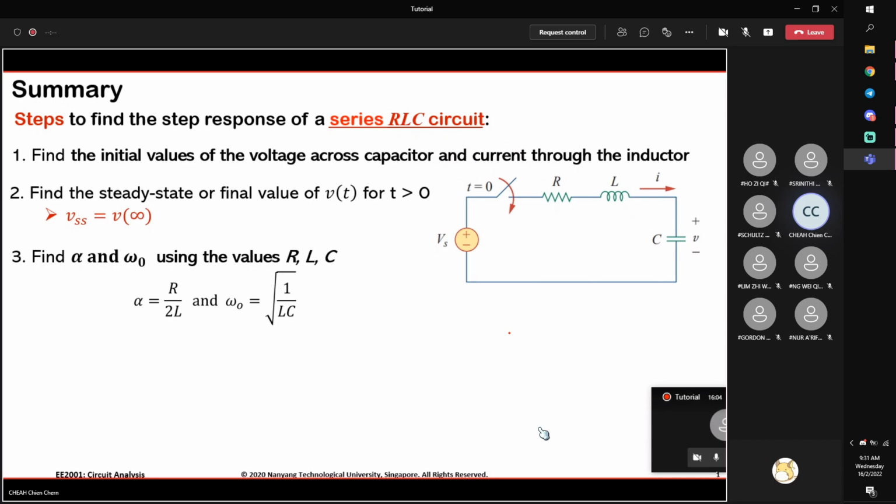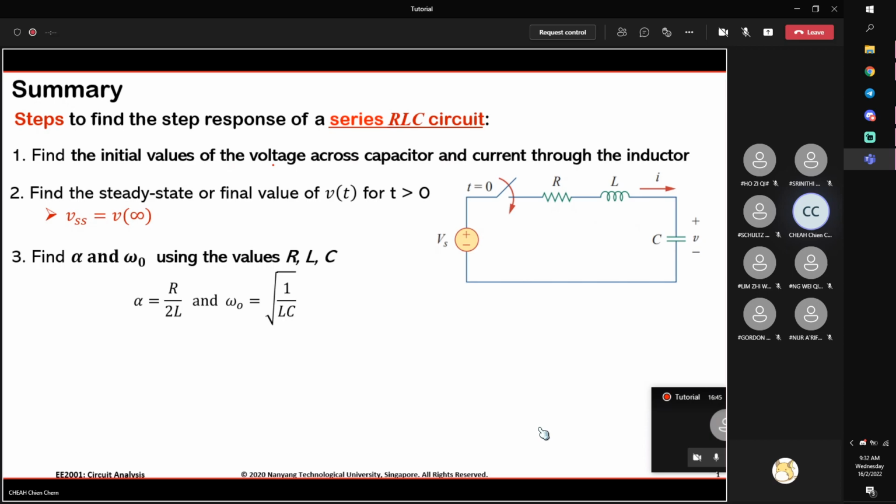The first step is to find the initial values of the voltage across the capacitors and the current through the inductors. The reason for doing so is that the current through the inductor cannot change suddenly, immediately after switching. And the voltage across the capacitor also cannot change suddenly, immediately after switching. So these become the initial values of your circuits. Namely, before switching, you find the steady state values, and immediately after switching, they will not change suddenly.